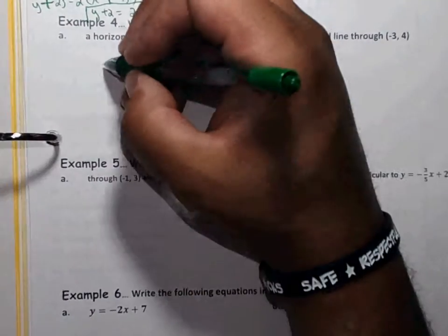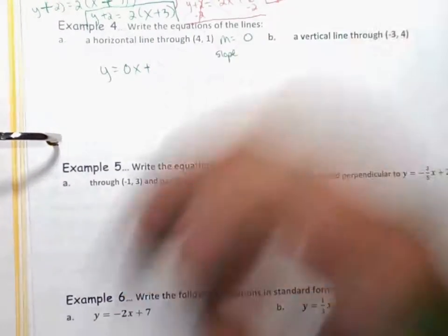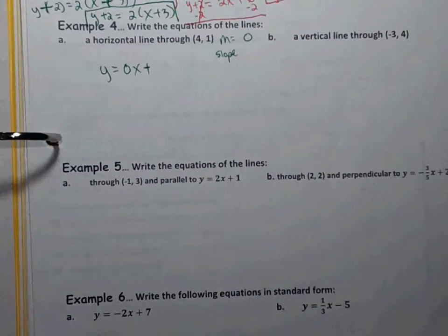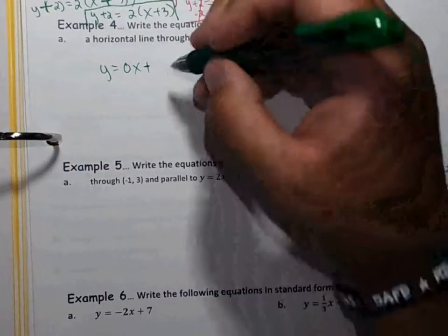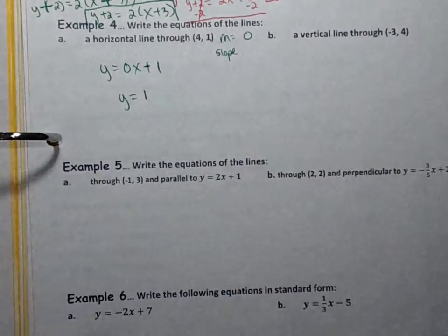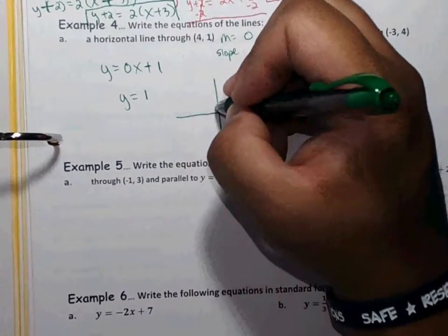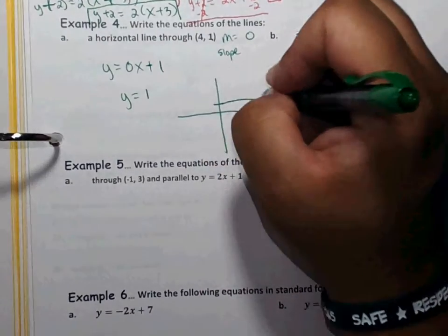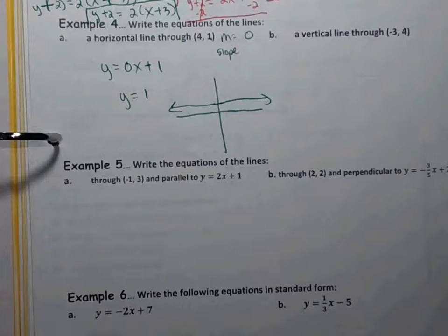Which means that if I write an equation, it'll be y equals 0x plus some number. And in this particular case, I can get my number that goes in B by simply just taking my y value, which is 1. So my equation is y equals 1. That's it. And if I wanted to graph it, at y equals 1, I go up 1. And here's my line, and there's my slope for 0, and the equation y equals 1.